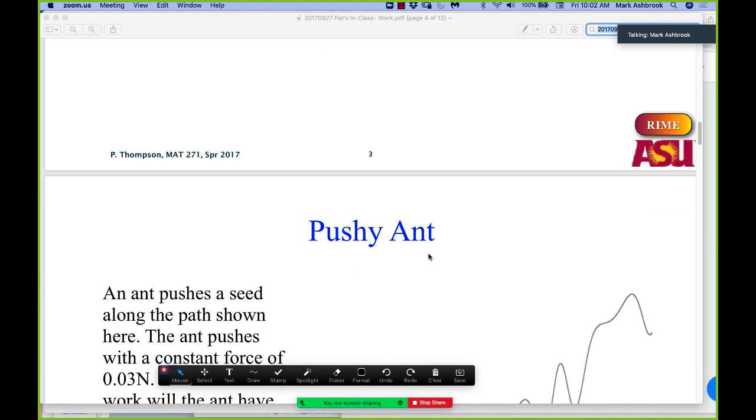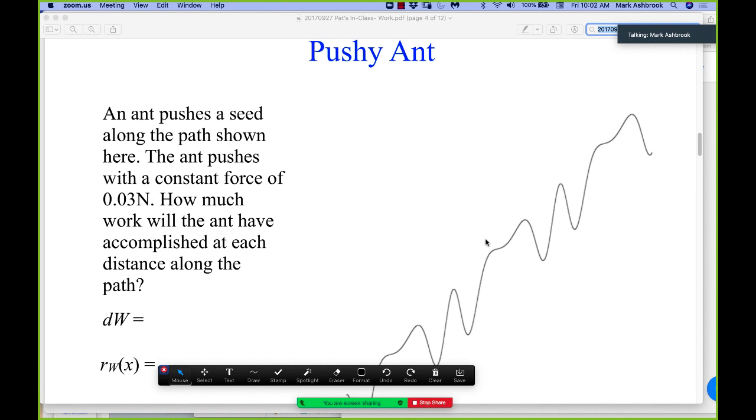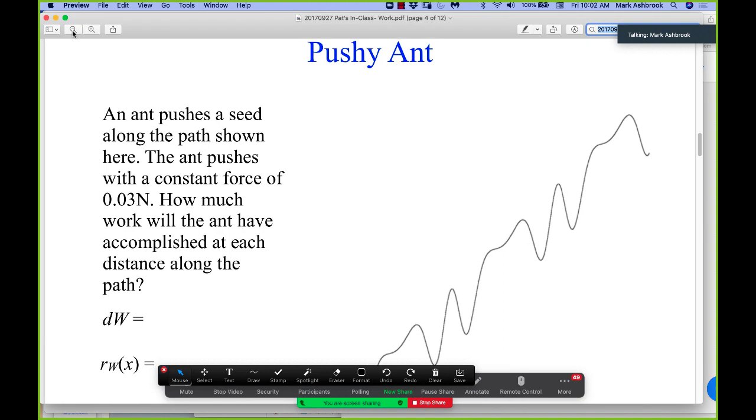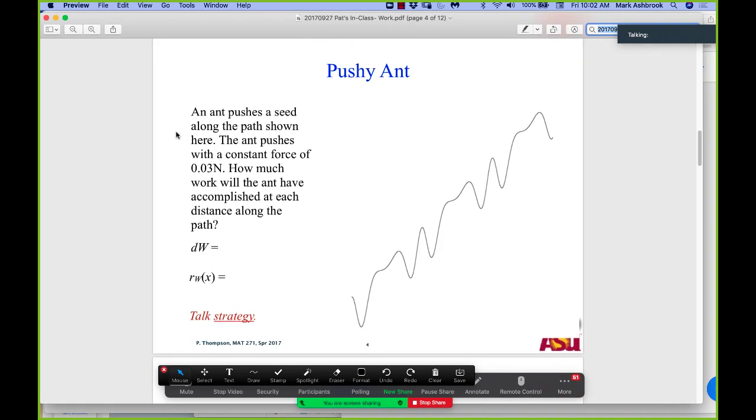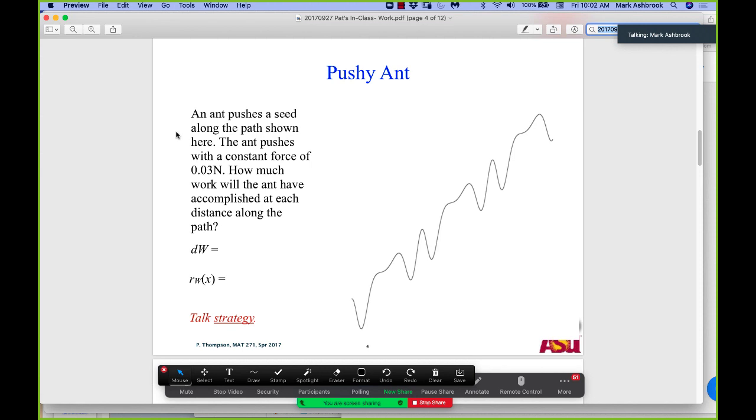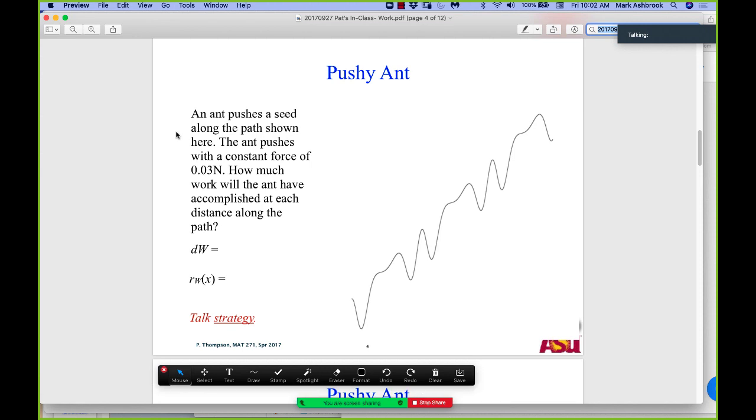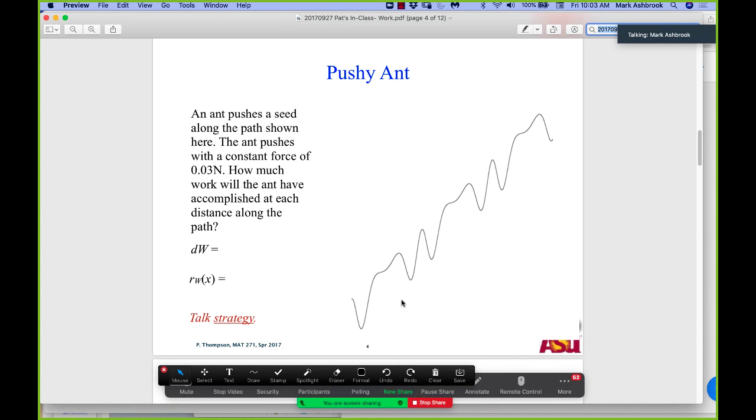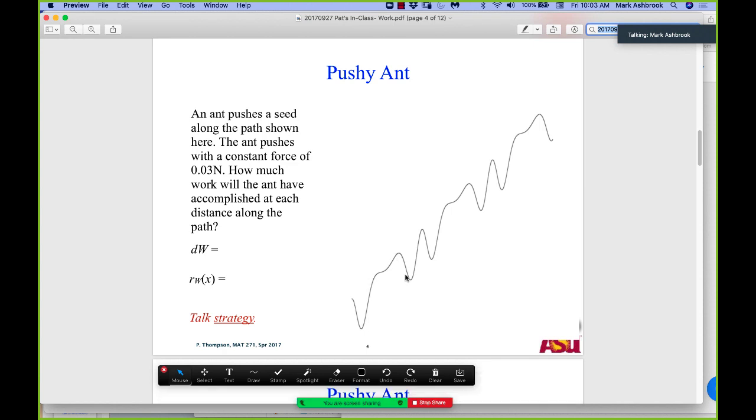Okay, so let's look at this example about the pushy ant. An ant pushes a seed along the path shown, and the ant pushes with a constant force of 0.03 newtons. That's a nice, simple way to start, right? So we have constant force, but we have this wavy path. You're looking down on the path of the ant, so this is a bird's eye view, looking down on the ground, and the ant is pushing something along this path.